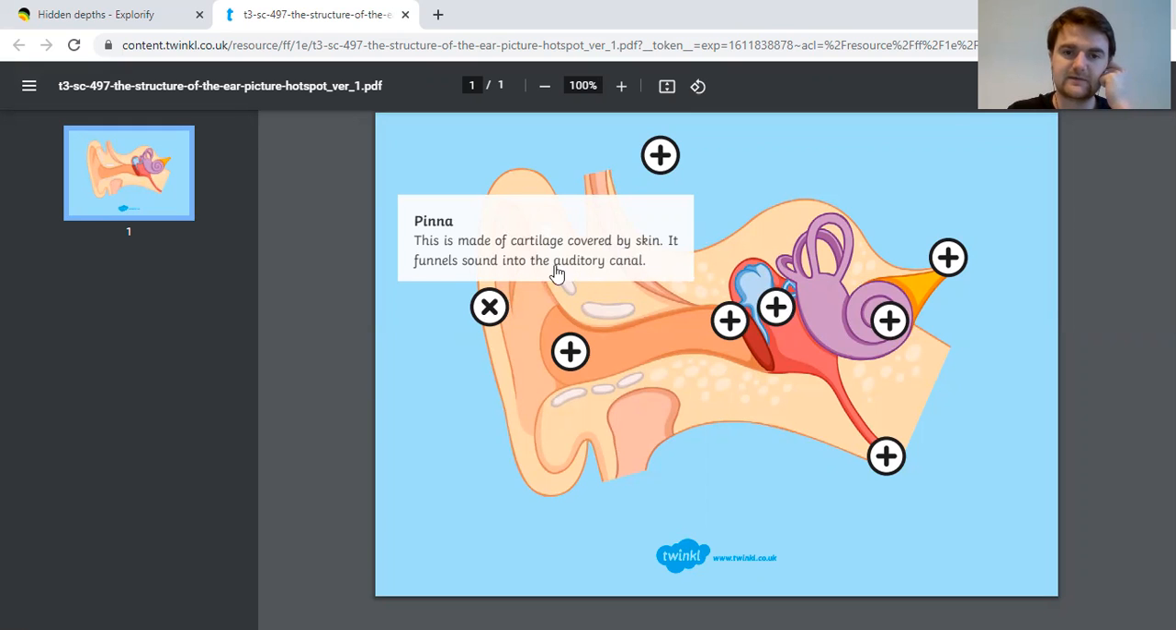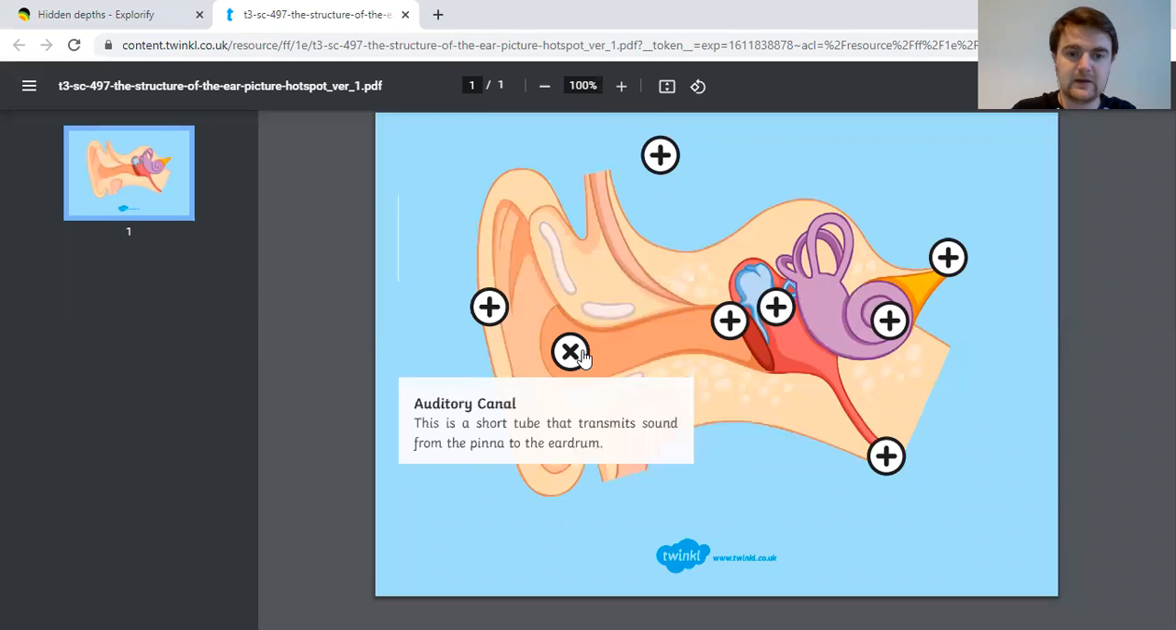Now, if you see anything with auditory or anything similar to that, then it means to do with hearing. So an auditorium is somewhere that you might go to see a concert, for example, because it's somewhere that is built for good acoustics so that you can hear the sound well. So let's move across into what hopefully lots of you will have predicted will be the auditory canal. This is a short tube that transmits sound from the pinna to the eardrum.